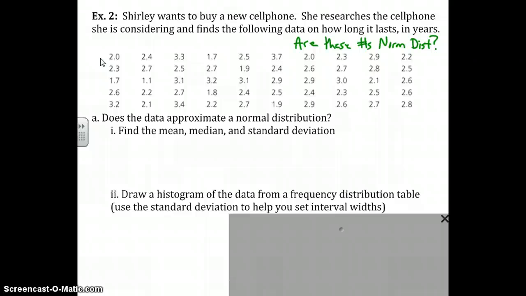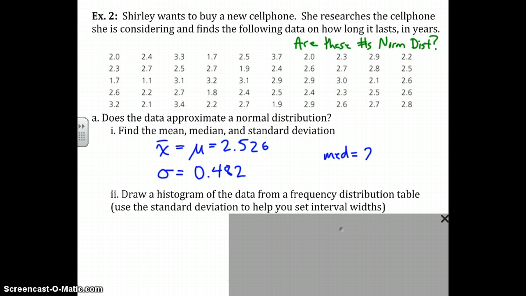So I've got these calculated already. We could use a calculator to do that, or use something online, like one of those links I put up, to calculate the standard deviation and the mean. So the mean, which is x bar, or as I mentioned, written as mu, is 2.526. The standard deviation, which has a symbol of sigma, is 0.482. And the median, which won't really be necessary here, is 2.55.